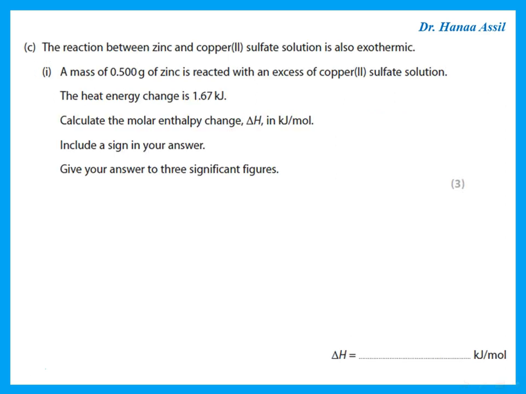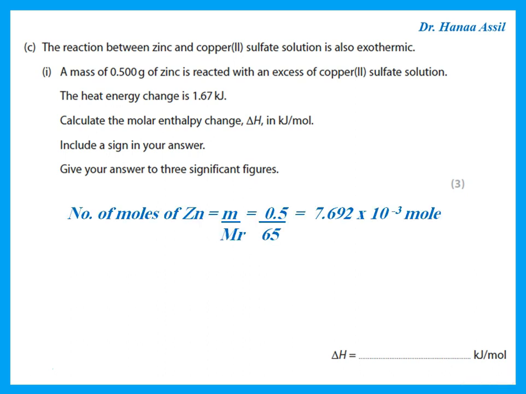Okay? The reaction between zinc and copper sulfate is also exothermic. A mass of 0.5 grams of zinc is reacted with excess copper sulfate solution. The heat energy changes this. So he already calculated Q and he got that it is 1.67 kilojoules. Calculate the molar enthalpy change. So if I have Q, how do I get delta H? You should know. Delta H is Q over N.